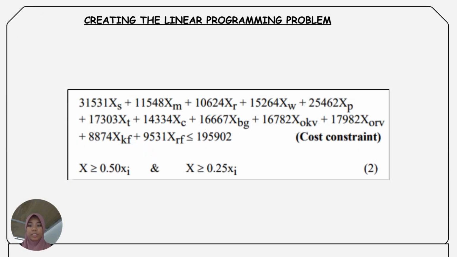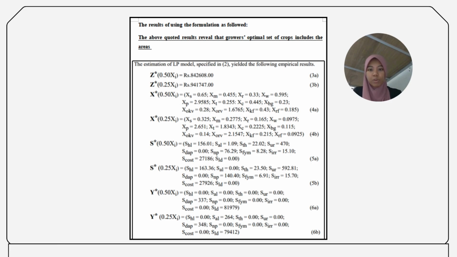Here is another constraint, which is the cost constraint. This constraint represents the cost limitation in the production system. Below is the lower bound constraint. These constraints set lower bounds for the decision variable X. The above quoted results reveal the grower's optimal set of crops, including the areas.